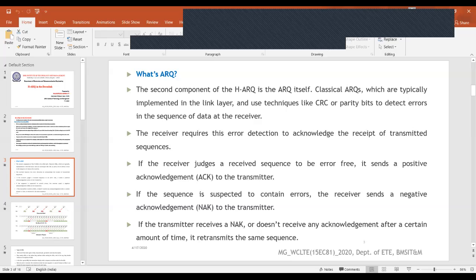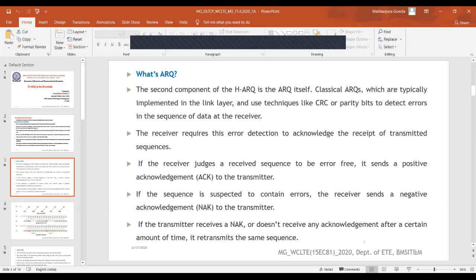So this acknowledgement will be provided to the transmitter. The receiver will decide whether the received sequence has error-free information or not. Depending upon that, it sends a positive acknowledgement or a negative acknowledgement. When the received packet has no errors, it will send a positive acknowledgement. If the received packet has errors, then it will send a negative acknowledgement to the transmitter.